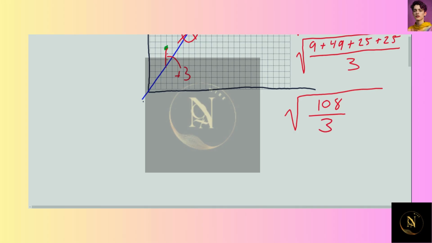Let me get my calculator really quick. 108 divided by 3 is 36. It's the square root of 36. This equals 6. So I hope that helped.